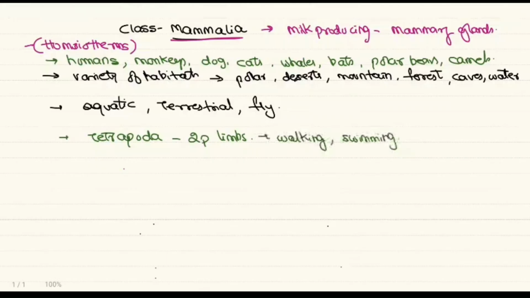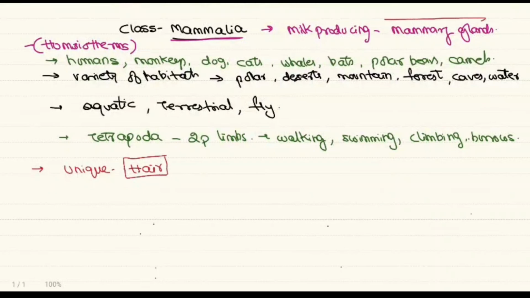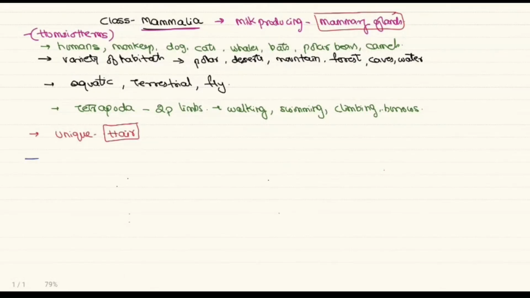In some it is modified for walking, running. In some it is modified for swimming. In the case of monkeys and others, it is modified for climbing and so on. Coming to the unique character of the class Mammalia, remember, the presence of hair is one of the unique characters. So we have seen the presence of mammary glands, the milk producing glands, and the second is the presence of hair. These are the special characters seen in the class Mammalia.